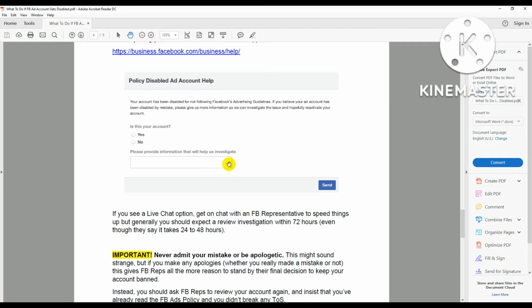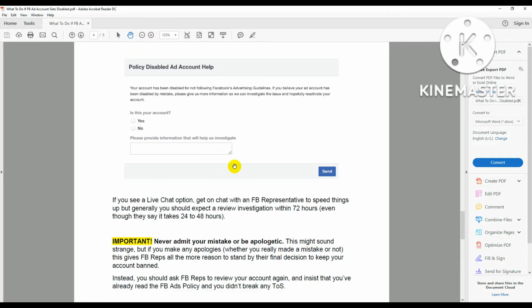The word count or character count is quite limited, but here's the thing: you never want to admit your mistake or be apologetic. I know this might sound strange, counterintuitive and even douchey for that matter, but I find that a lot of people tend to just say sorry even when they really didn't make a mistake. What's happening here is that you're putting into writing a reason for the internal team to use against you. You've admitted your guilt in writing, and they're going to stand by their final decision to keep your account restricted or disabled. Take it from me, I've made this mistake so many times that I learned it the hard way. So never admit your mistake.